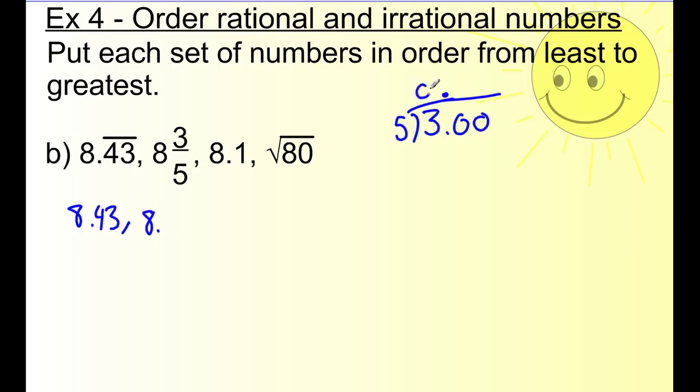5 goes into 3 0 times. 5 goes into 30 6 times. 6 times 5 is 30. Subtract. Bring down. 5 goes into 0 0. So 8.6. That's what the 3/5 gave me. Gave me 0.6.